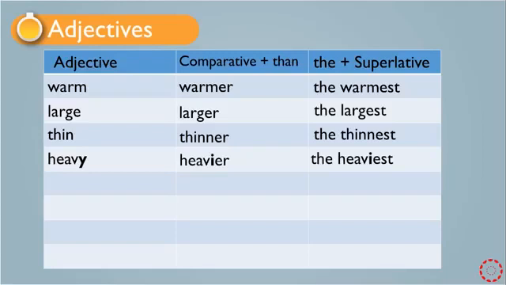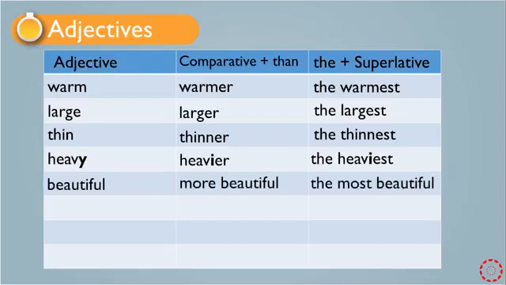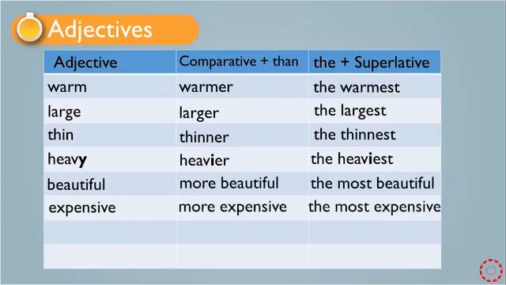Beautiful, more beautiful, the most beautiful. Expensive, more expensive, the most expensive. Look, we have beautiful and expensive. In comparative degree, we change it to more beautiful, and the most beautiful. Why? Because the adjective beautiful has more than two syllables. That's why in comparative degree we add more. In the superlative degree we add the most. Expensive, the same.